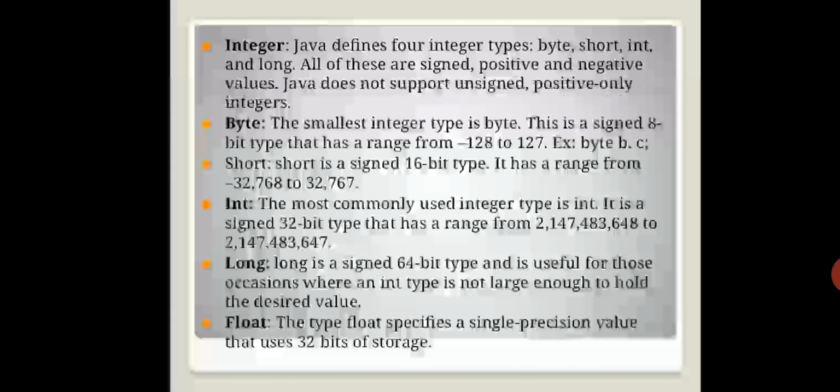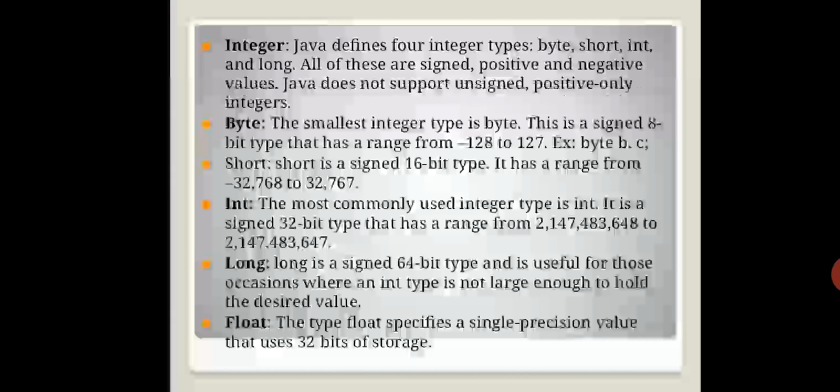The next one is short. Short is a signed 16-bit type. So that means it is double your byte or your previous data type, isn't it? It is a signed 16-bit type. It has the range from minus 32,768 to 32,767. So those are the ranges. They are saying what will be the range of your short data type. That is the reason why they have given those numbers.